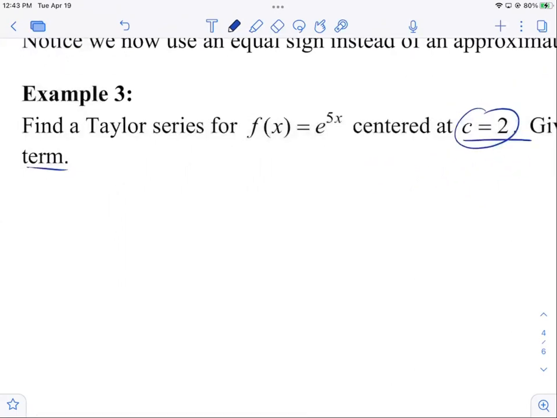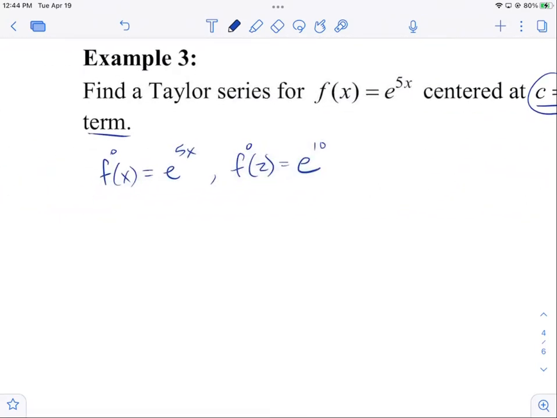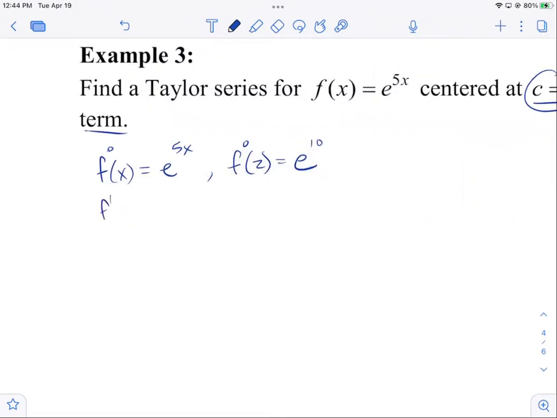If our center is at 2, we're going to have the function, which is also known as the 0th derivative. That's e to the 5x. And then we're going to have the 0th derivative, or the function, evaluated at 2. So that gives me e to the 10th. Now, since we need the first 4 non-zero terms, we're going to need to go to the 4th derivative here. So the first derivative is 5e to the 5x. And then the first derivative at the center 2 would be 5e to the 10th.